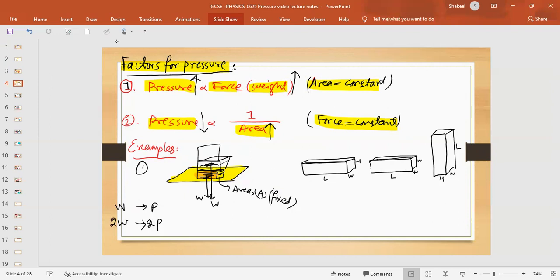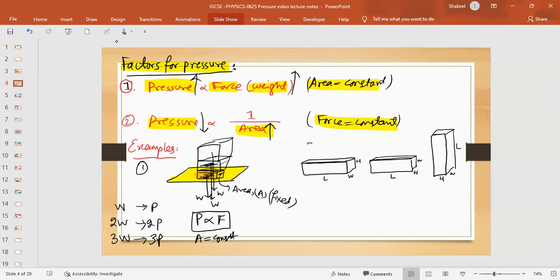If you place another block on top of it, of course, another weight W would be added. So now total 3W weight is acting through the same area. It means the pressure will be increased 3 times. So that's the factor number 1, that pressure is directly proportional to force, keeping the contact area constant.